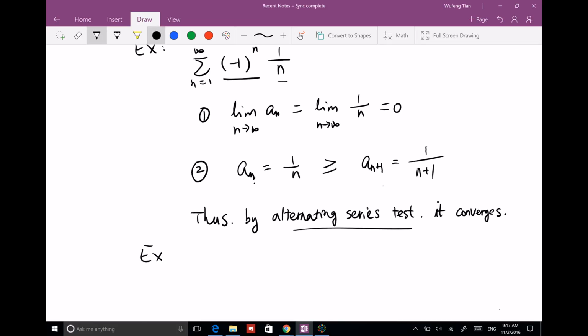So next one, I'll give you an example. I'll give you 30 seconds to try it yourself. The sum from n equals 1 to infinity of negative 1 to the power n plus 1, times n over 3n plus 2. I'll call a student and ask if this one converges or diverges.